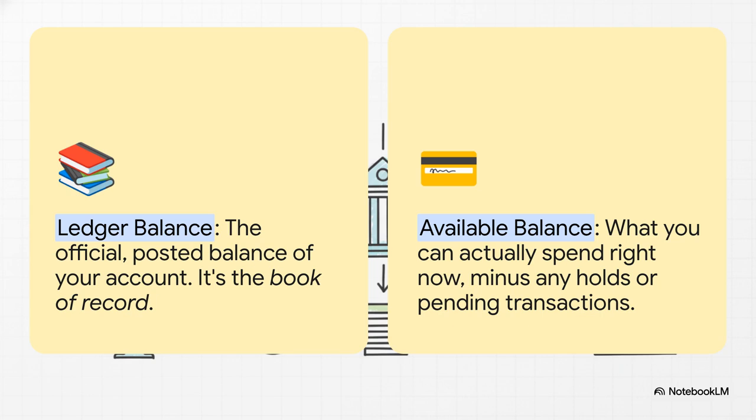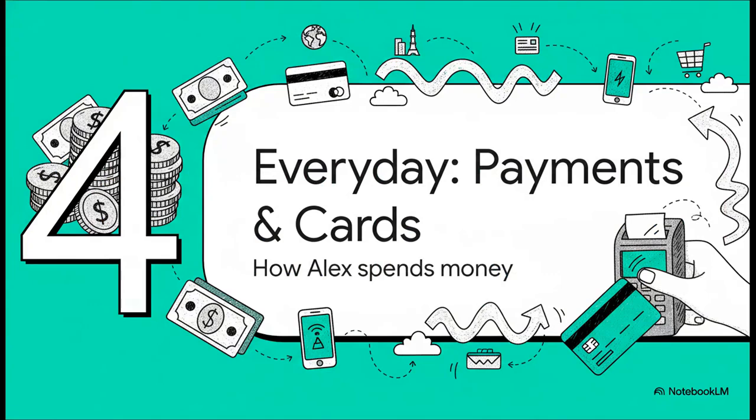When you swipe your card, the bank immediately puts those funds on hold, so your available balance drops right away. But the ledger balance, the official book of record, doesn't change until the payment fully settles with the merchant, usually a day or two later. All right, Alex is set up, their account has money in it.